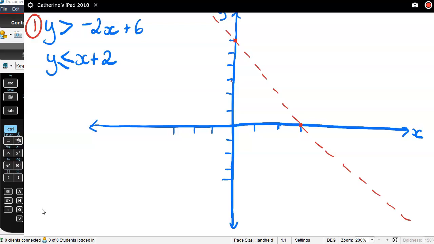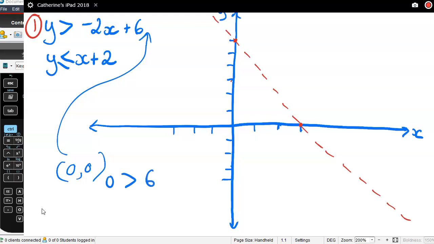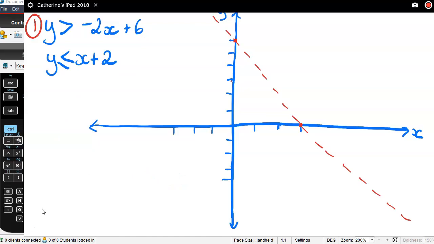Now, I've got to figure out, do I shade above the line or below the line? It's got to be greater than that, so if I substitute 0, 0, if x equals 0 and y equals 0, that means 0 is greater than 6, and obviously that's wrong, so that means we are going to be going above the line. So let me just get the red up again. I'll be shading it like so.